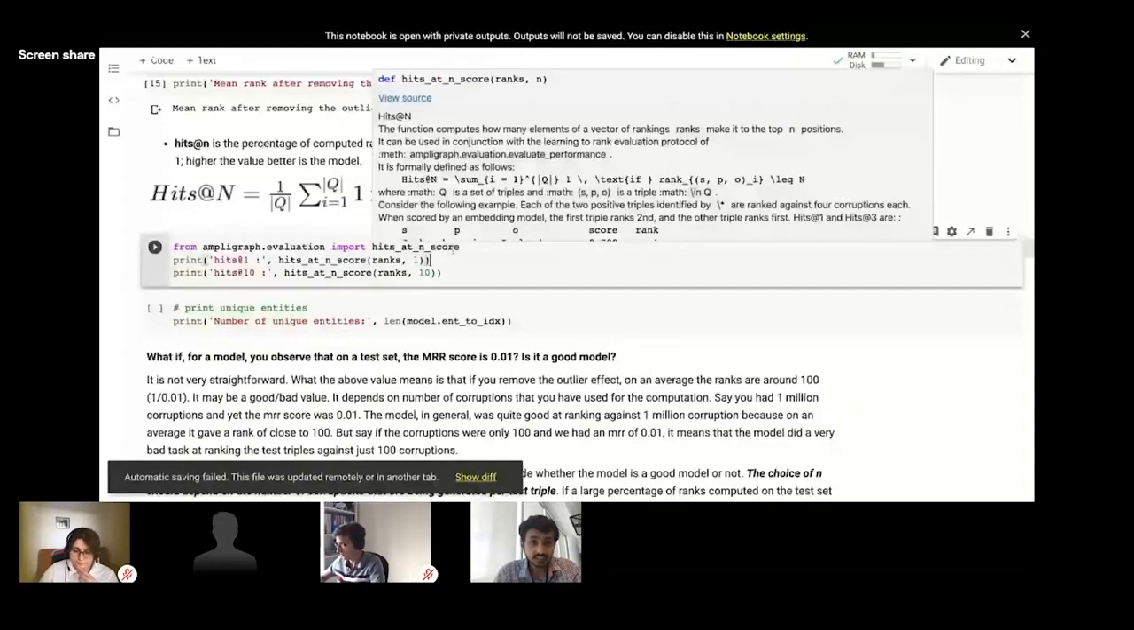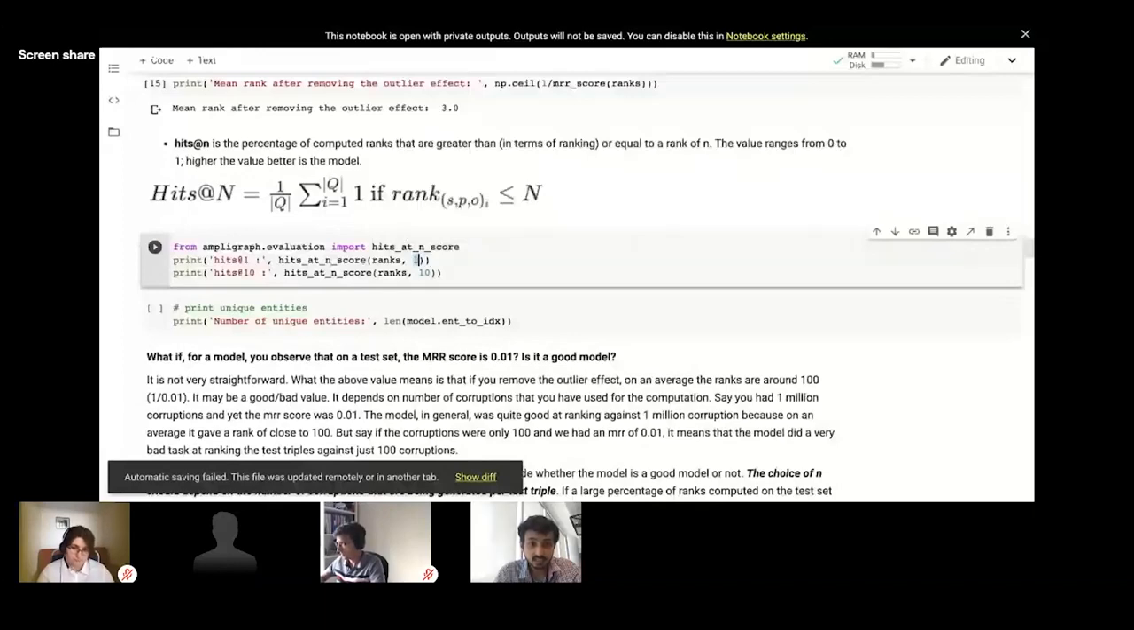So when I say hit set ranks, hit set n score with n equal to 1, that means I'm saying, give me the percentage of the ranks which were equal to 1. And when I say 10, it means give me the percentage of ranks which are less than or equal to 10.